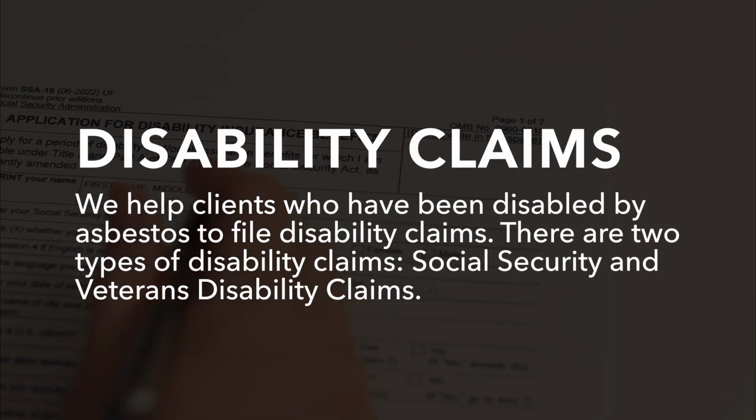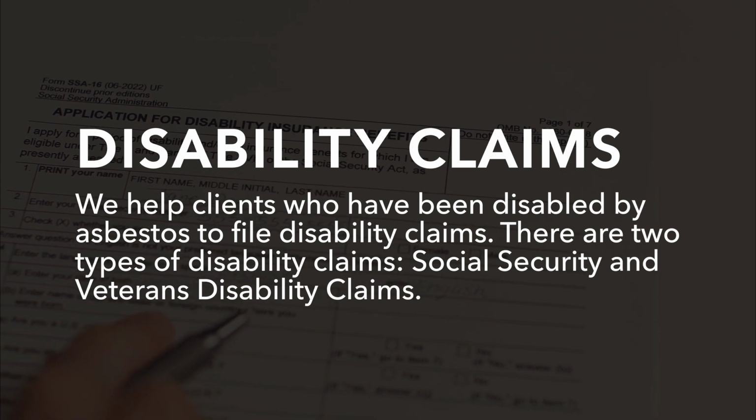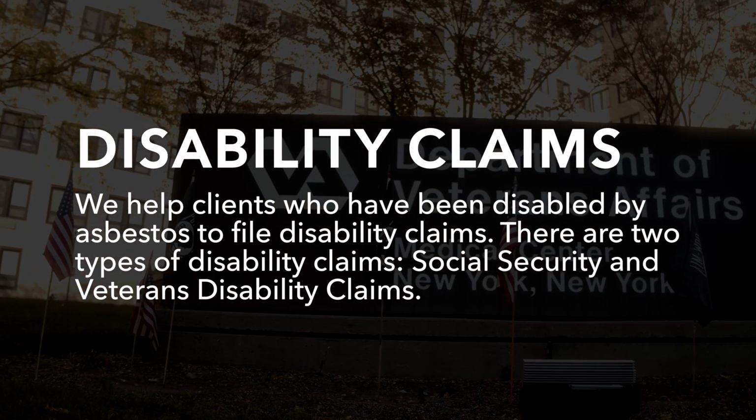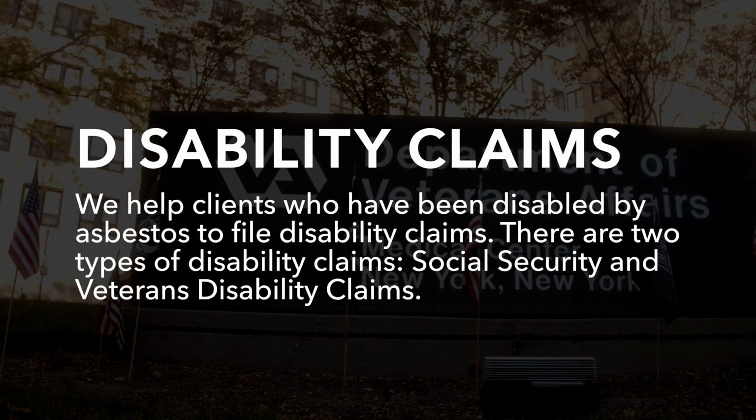Finally, our office can help with asbestos disability claims. There are 2 types of asbestos disability claims: Social Security disability claims and Veterans Administration disability claims. Eligibility for both types of claims is based upon whether a person's asbestos-related illness leaves them medically unable to work. And of course, Veterans Administration claims are only available to veterans.